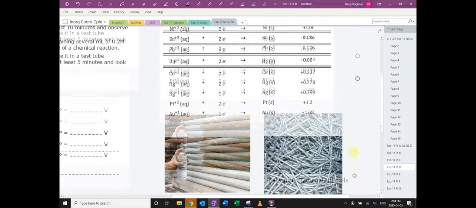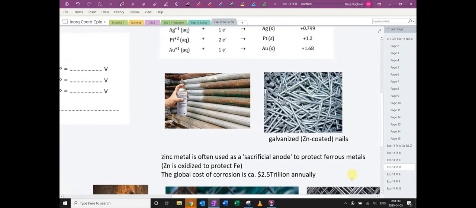Since we're talking about this, let's look at an important application. You'll often see that ferrous metals are coated with zinc, and zinc is often used as what's called a sacrificial anode to protect ferrous metals. Do you recall what an anode is? An anode is the electrode where oxidation occurs, and so zinc is preferentially oxidized to iron.